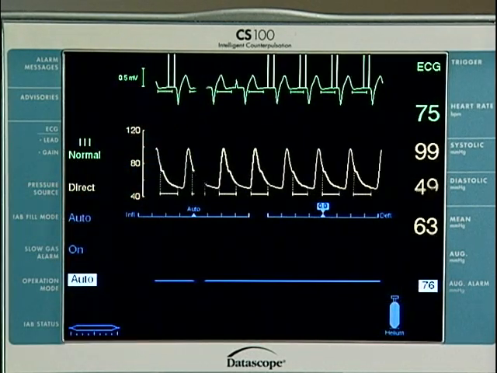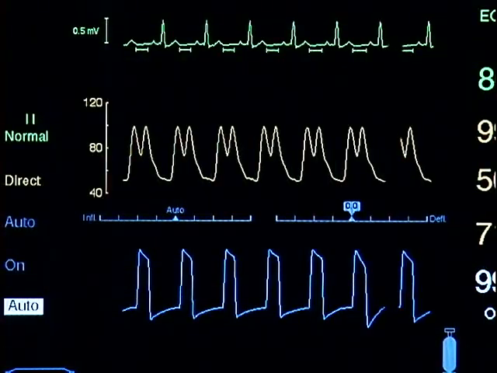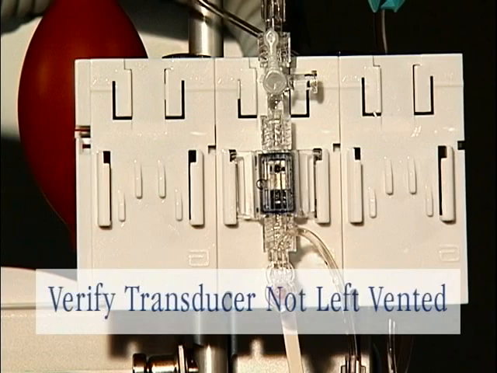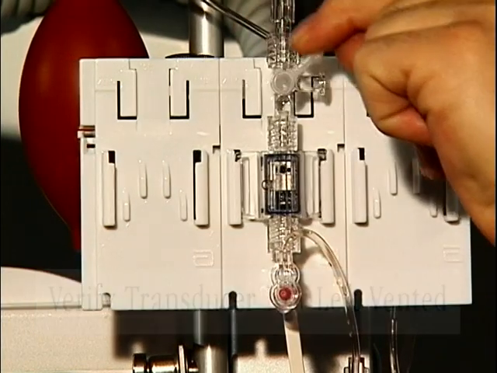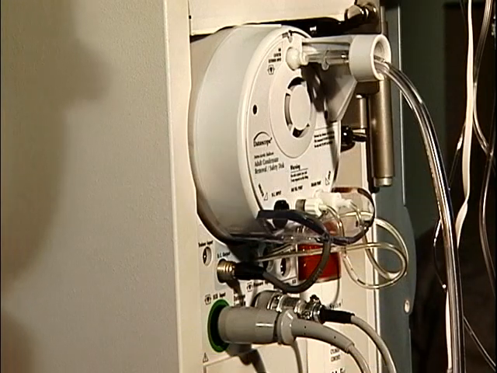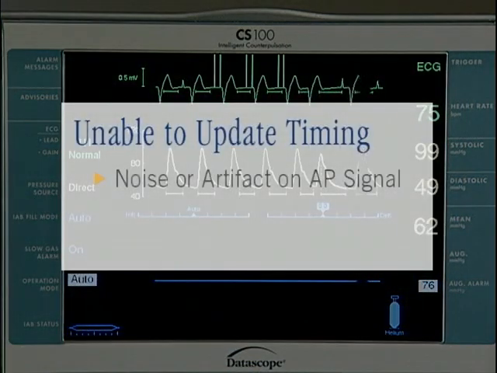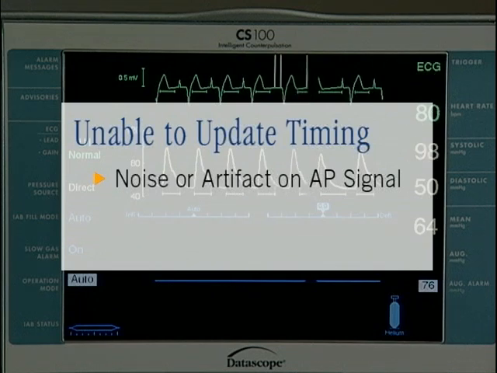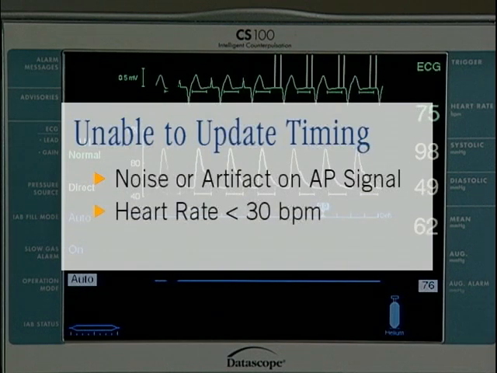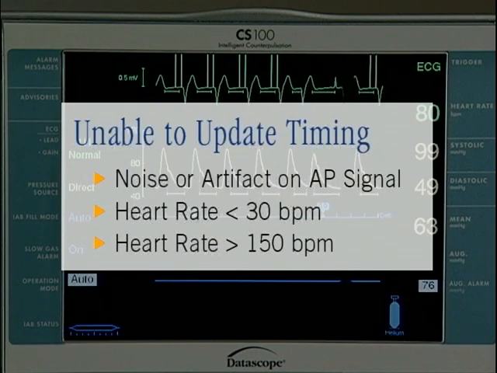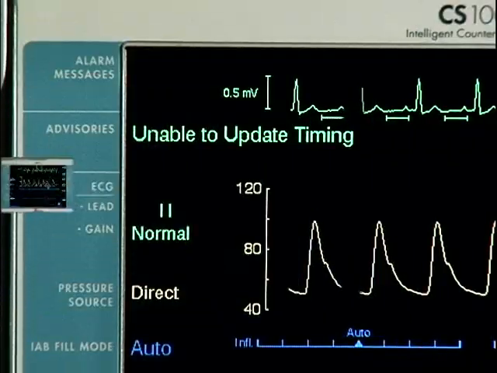Next, assess the arterial blood pressure waveform. If the AP signal is low or has no pulsatility, verify that the transducer was not left vented. Also, check the integrity of all cable connections. If the AP signal is noisy or there's artifact, find and correct the cause. Finally, if the heart rate remains sustained at less than 30 beats per minute or greater than 150 beats per minute, correct the heart rate.